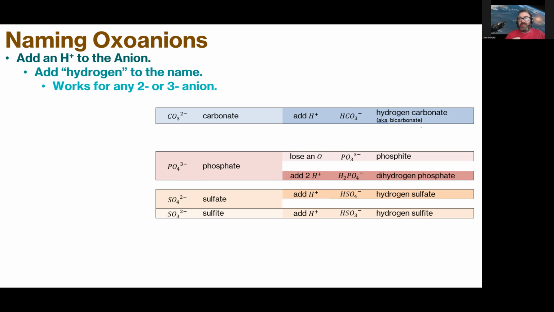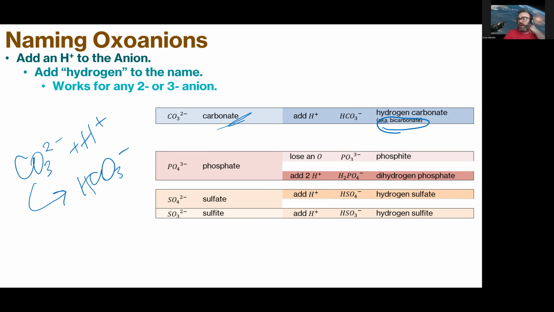So while carbonate doesn't have an ITE version, carbonate can pick up a hydrogen to become hydrogen carbonate. We just tack the name hydrogen on the front. So these are technically acid-base reactions, but we have CO3 2 minus, and we're going to add an H plus to it. So this becomes HCO3 minus. Notice that the total charge is the same, right? The CO3 is a 2 minus, the H is a positive, so this becomes 1 minus for the HCO3.